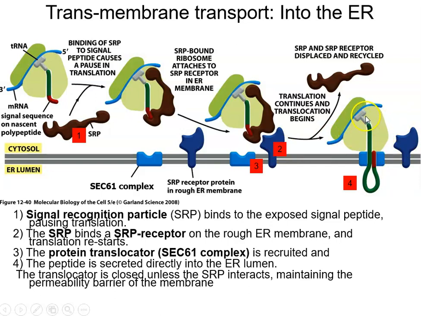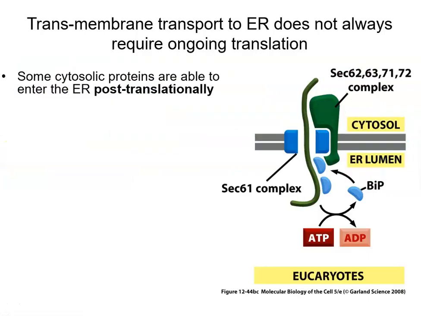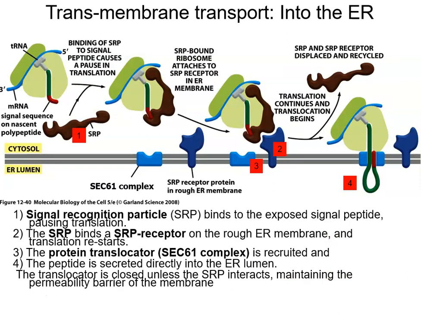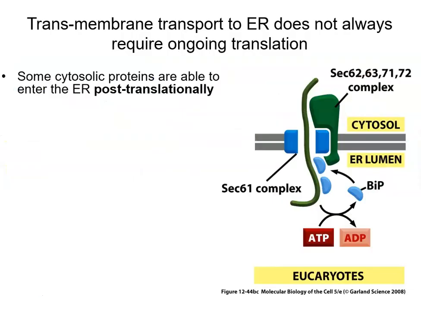Then the mRNA is translated more, we get an extension of the polypeptide chain, and the peptide is threaded through that Sec61 channel. So that process here works for peptides for the endoplasmic reticulum bound ribosomes. However, as I mentioned, some proteins make their own way to the endoplasmic reticulum and are made by the free ribosomes. So this is what we call a post-translational system. So it doesn't always require ongoing translation. On the previous one, you needed ongoing translation, whereas proteins can get there post-translationally.